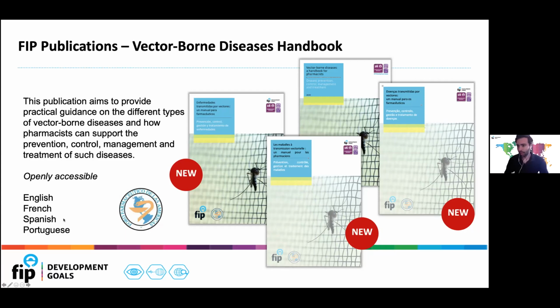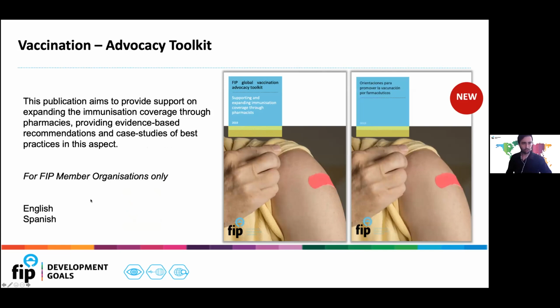The first one Dr. Eduardo already spoke about is the Vector-Borne Handbook, which was a collaboration with the Pharmaceutical Forum of the Americas. This publication is openly accessible, and it has a lot of information. It's very comprehensive on the different vector-borne diseases, and as well on things that pharmacists can support, such as prevention and management of such diseases. As of today, it's also available in French, Spanish, and Portuguese, which also covers most of the countries where these diseases are more common. Going on, there's also the Advocacy Toolkit that was launched in 2019.